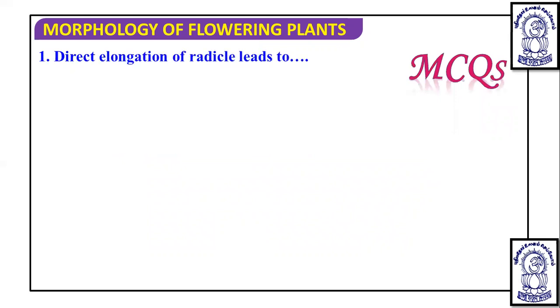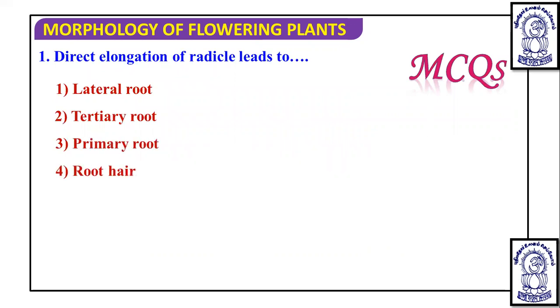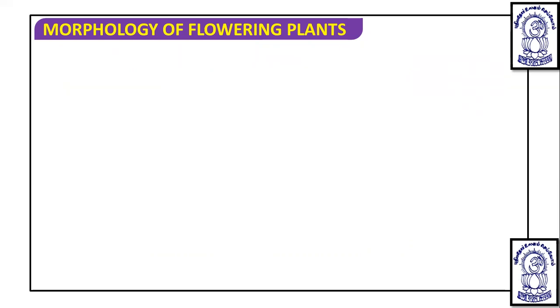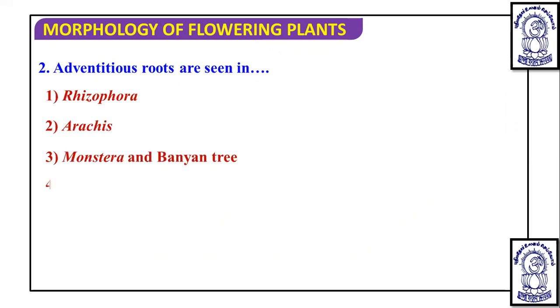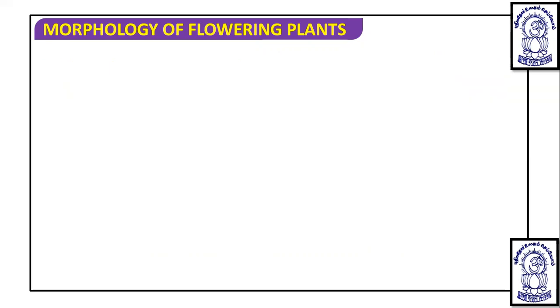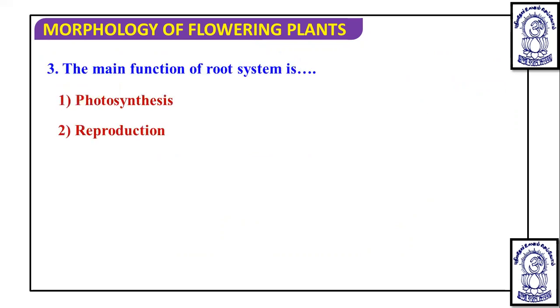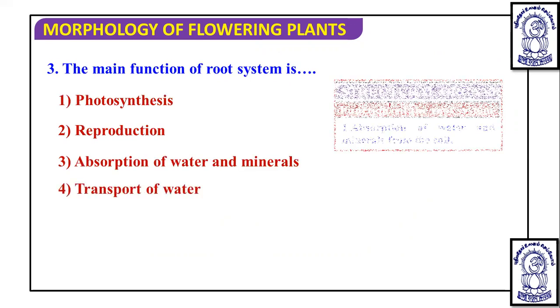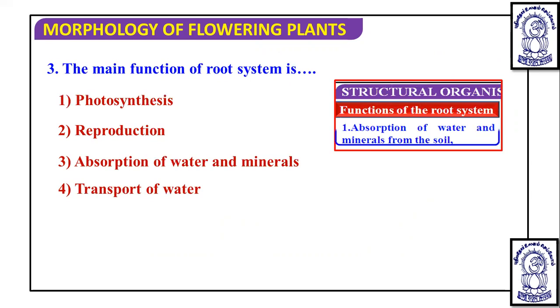So let's talk about some questions. Direct elongation of the radicle leads to the formation of the primary root. Then adventitious roots are seen in, as we have just seen, monstera and banyan tree. The main function of the root system is, you can see photosynthesis, reproduction, transport of water are not main functions. So absorption of water and minerals are the main functions.